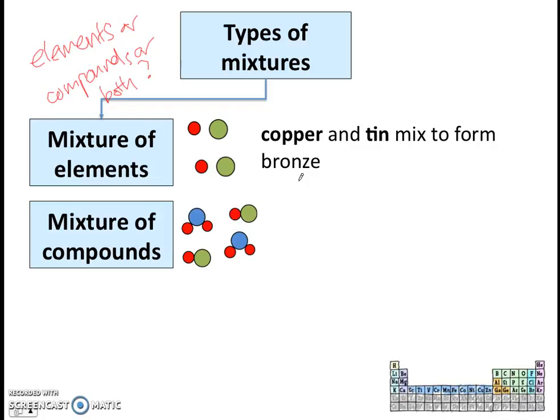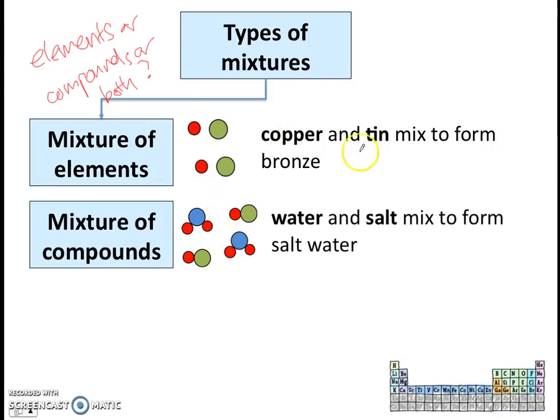We can also have mixtures of compounds, and we can represent the mixture of compounds like this, like we saw in the last video. This blue-red balls combined is one compound, and this green-red is a second compound. An example of a mixture of compounds is water, which is a compound, H2O, and table salt, which you might know as sodium chloride, NaCl. This is a compound, this is a compound. We can mix them together to form a mixture, salt water.